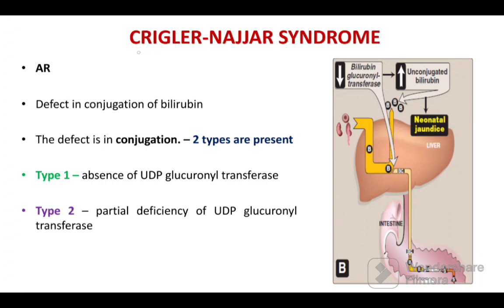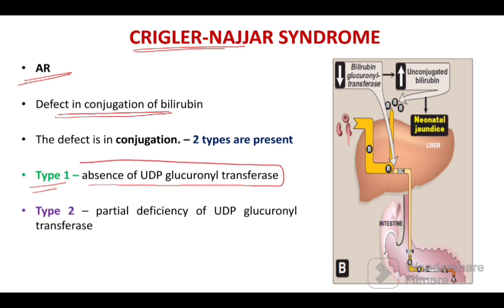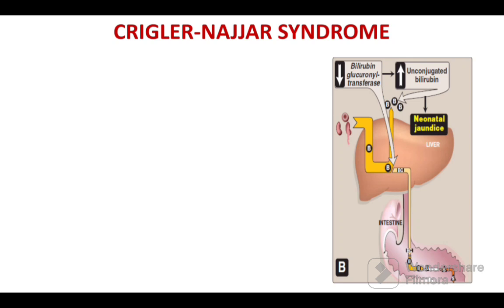Next are the unconjugated bilirubinemias. First one is Crigler-Najjar syndrome. It is also an autosomal recessive type of inherited disorder. The basic defect here lies in the conjugation of bilirubin. Now there are two different types of Crigler-Najjar syndrome. Type 1 is complete absence of the enzyme UDP glucuronide transferase, which is responsible for conjugation, and type 2 is partial deficiency of the enzyme UDP glucuronide transferase, because of which there is partial defect in conjugation.